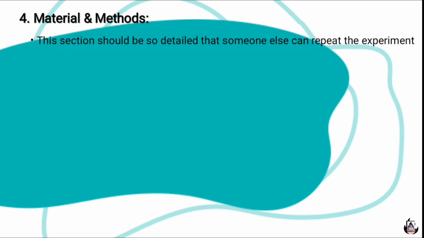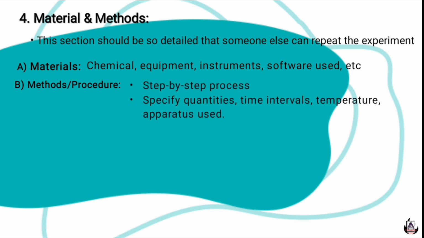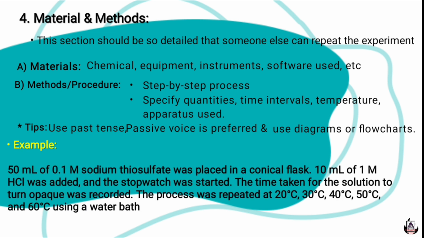Next is material and methods. Here you list the chemicals, instruments, and procedure in detail so that others can repeat your experiment. Always use past tense and passive voice. Use flowcharts and diagrams. Example, 50 ml of sodium thiosulfate was taken in a flask and 10 ml HCl was added.